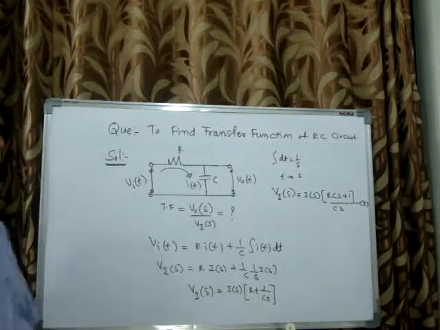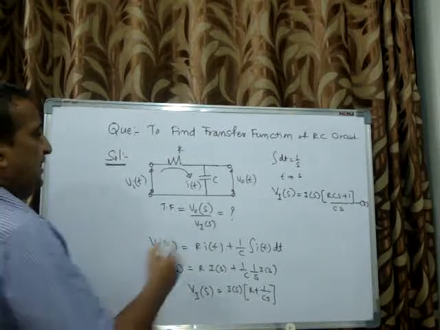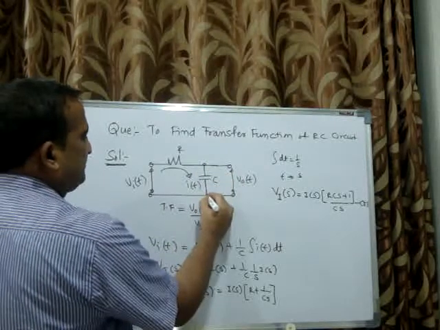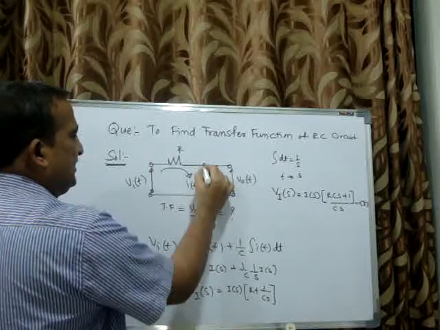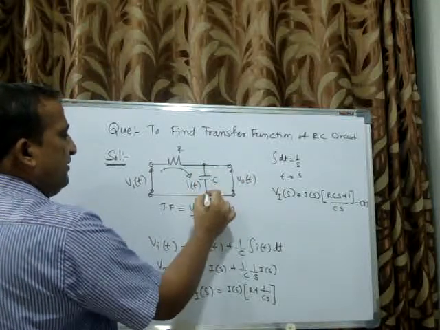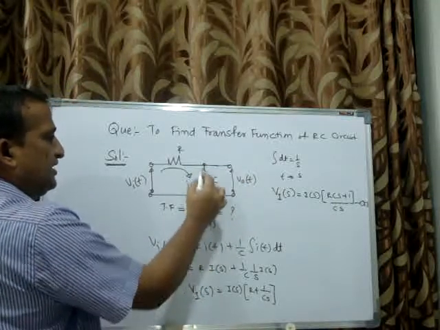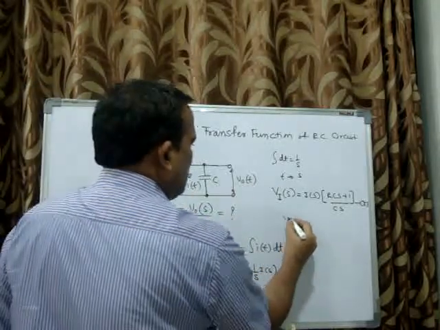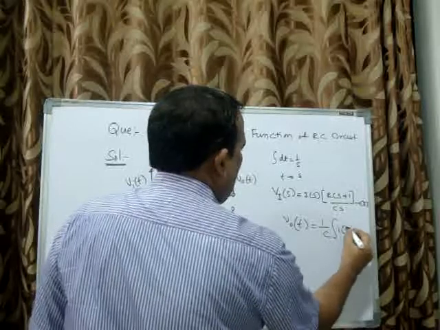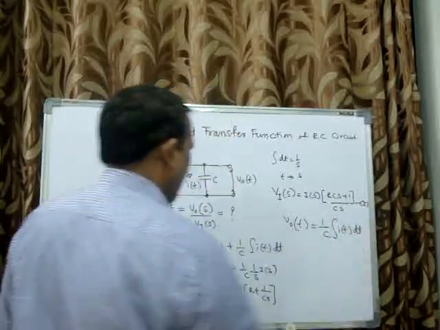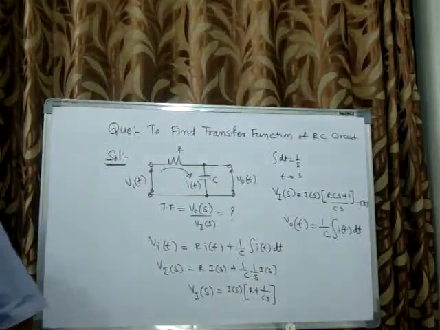So what I'll do, I'll write, you see that here the output is nothing but voltage across capacitor. Whatever you measure by multimeter also, if you measure here, output voltage is nothing but voltage across capacitor. So I'll write: output voltage is nothing but voltage across capacitor.